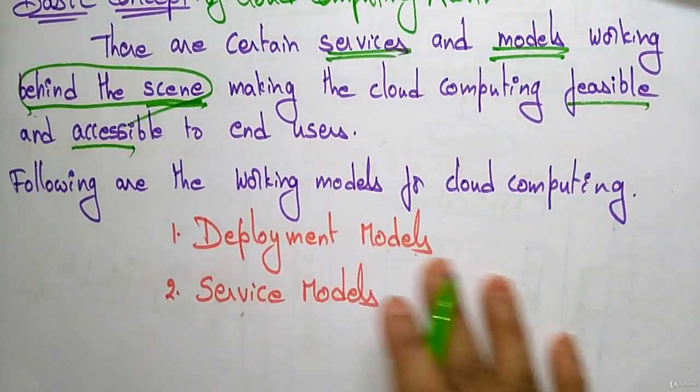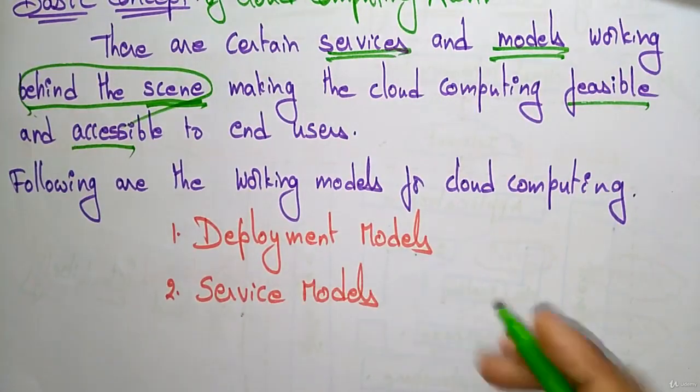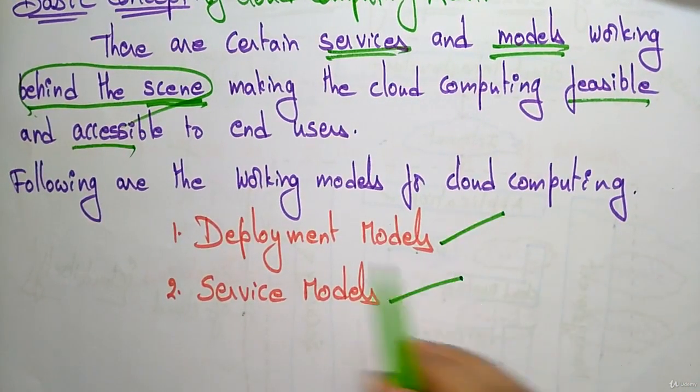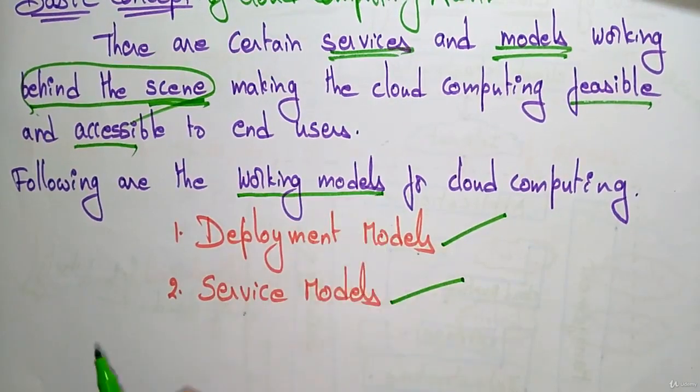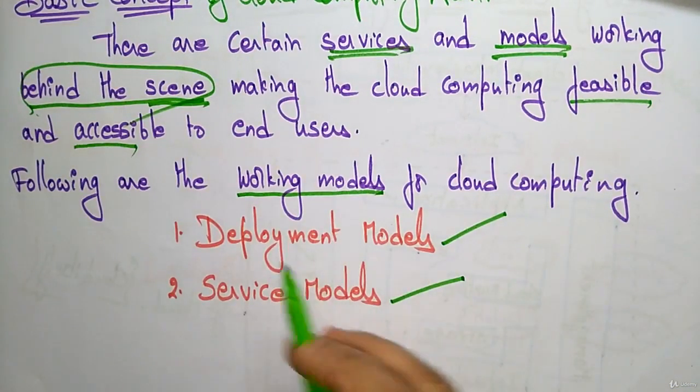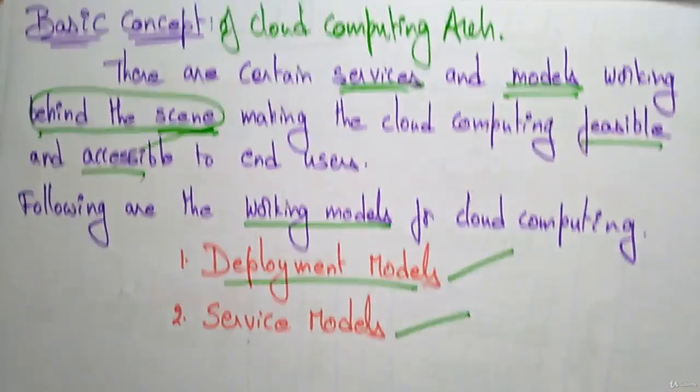The following are the working models for cloud computing, that is the deployment models and the service models. So the cloud computing architecture has some different working models. The main two working models are the deployment models and the service models. Now let us see about the deployment models first.